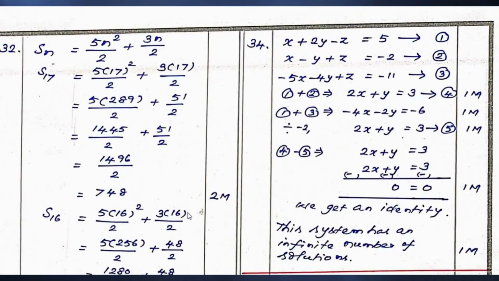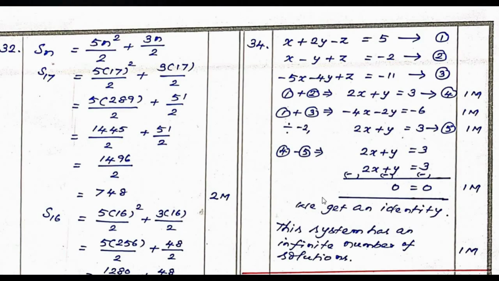Then question number 34. In the question paper, the first equation is correct, but in the second equation it should actually be x. X minus y plus z is equal to minus 2. In the question paper, x power 4 was given instead of x, but I have corrected it.